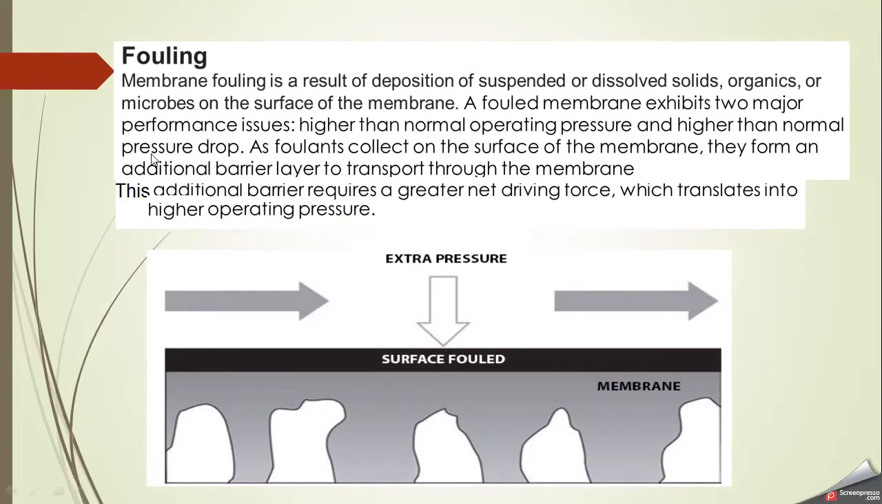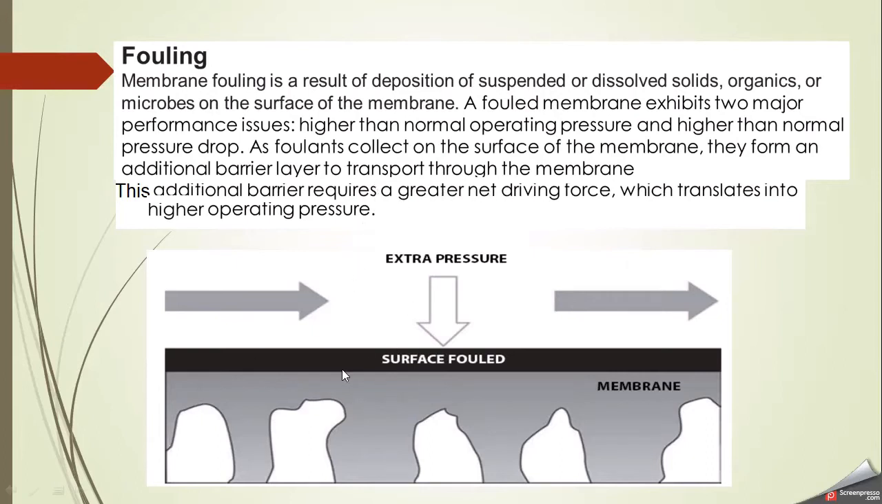Next term is fouling. Membrane fouling is a result of deposition of suspended or dissolved solids, organics or microbes on the surface of the membrane. A fouled membrane exhibits two major performance issues. Number 1, higher than normal operating pressure and higher than normal pressure drop. Why? This is due to the fact that foulants collect on the surface of the membrane, and they form an additional barrier layer to transport through the membrane.